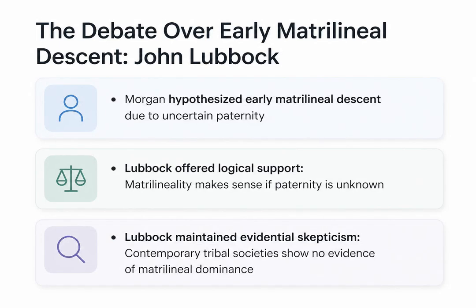Morgan's specific claim that matrilineal descent, tracing ancestry through the mother, was the earliest historical form generated intense debate. John Lubbock offered a position of qualified skepticism. Logically, Lubbock agreed with Morgan. In conditions of uncertain paternity, matrilineal descent makes perfect sense, because the mother is always identifiable. However, Lubbock withheld full support due to a lack of evidence. When looking at contemporary tribal societies, which evolutionists viewed as windows into the past, matrilineal descent and female authority were almost non-existent, making Lubbock doubt such a stage ever actually occurred.